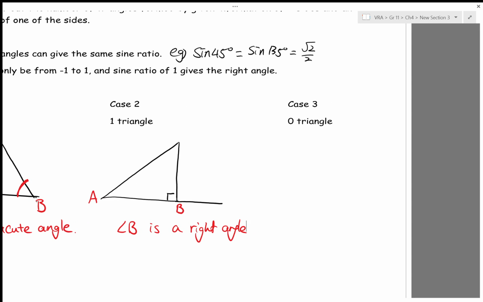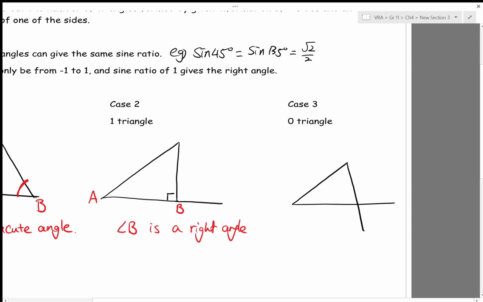Now the last one is obviously no triangle. Now the no triangle is this. So here's the base, here's the arm that was given to us. Now, if the arm is short, it's not going to form a triangle. Well, what if the arm is longer, like this?